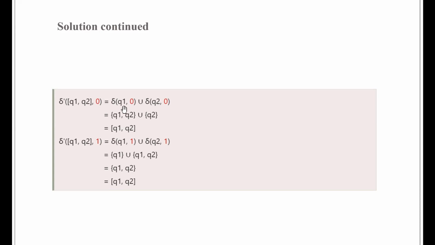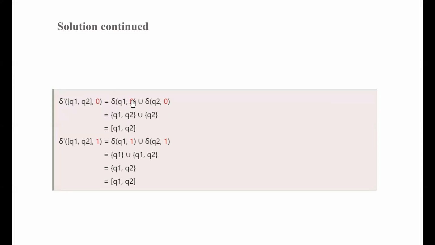It means I will derive it from that. So I am writing it like that: sigma of Q1 with 0 union sigma of Q2 with 0. I'm repeating it again. This is sigma dash because it is of the DFA. This is the new state generated. Now I'm going to check where it will go if I give it 0, and where it will go if I give it 1.